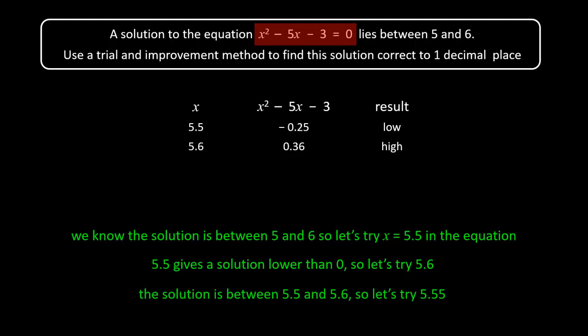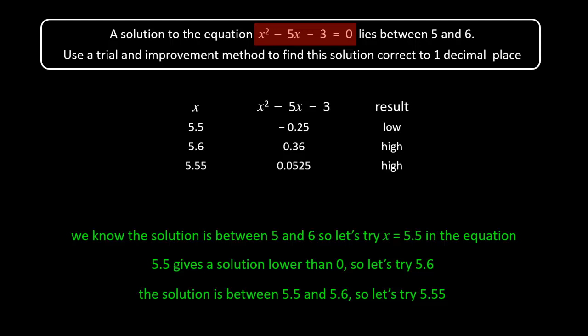So what we've got to do now is try 5.55. That's the number in between 5.5 and 5.6. The reason is 5.5 is too low, 5.6 is too high, so the solution must be in between them. So let's try 5.55 in that equation, and we get an answer of 0.0525. Now that's above 0, so in other words we say the result is high.